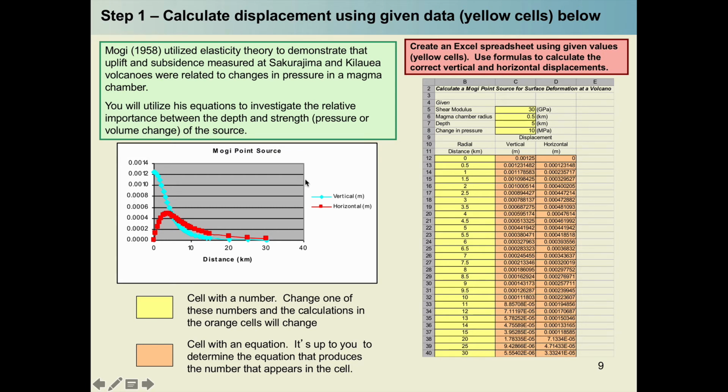You're going to plot your results, and you're going to get a plot that should look like this. You're going to have horizontal displacements as shown in red here as a function of distance away from the center point of your volcano, which is 0. And you're going to plot your vertical displacements here in meters as a function of distance away from your volcano radially.